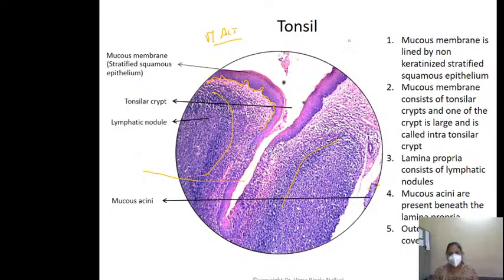So the mucous membrane is lined by non-keratinized stratified squamous epithelium. It consists of tonsillar crypts. One of them is large and is called the intratonsillar crypt. The lamina propria consists of lymphatic nodules. Sometimes you may see mucous acini, and the outer surface is covered by the capsule. So these are the salient features, the identification points to be written in the exam.